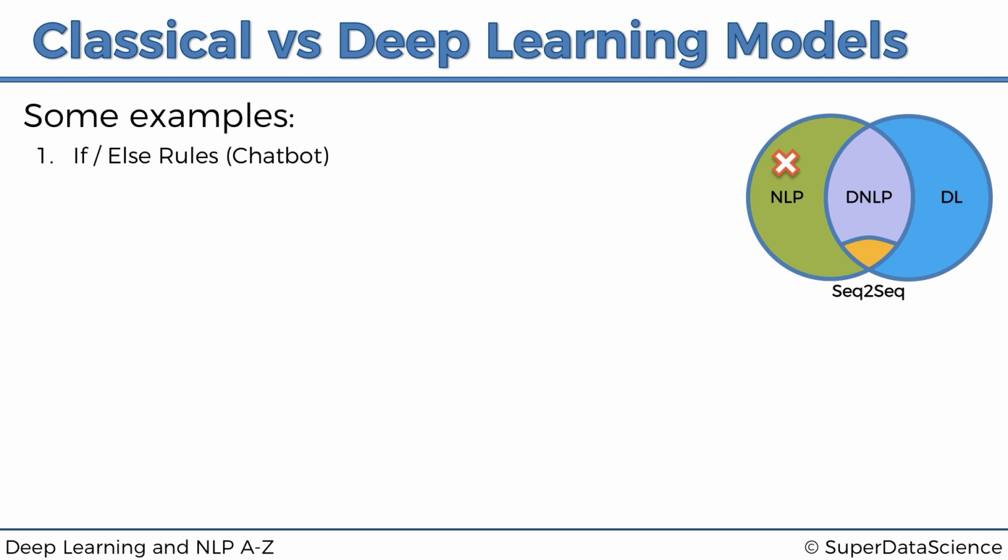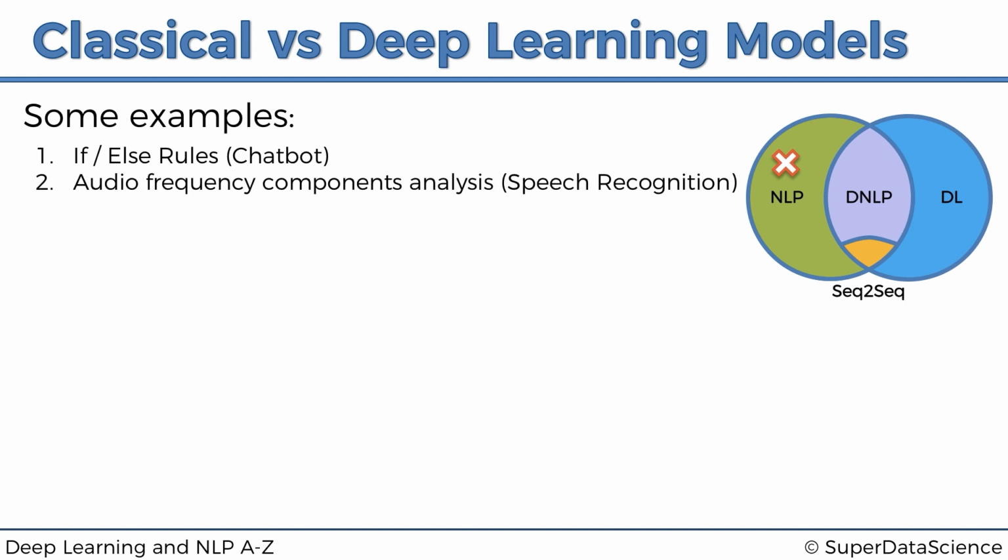The next natural language processing model we will look at is called an audio frequency components analysis, and it's used for speech recognition and sits over here. So we're purposefully looking at different examples, so not just chatbots, we're looking at different applications. So you can see that NLP can be applied to speech recognition, and there used to be, or still are, algorithms that use non-deep learning methods for speech recognition, and one of them is audio frequency components analysis.